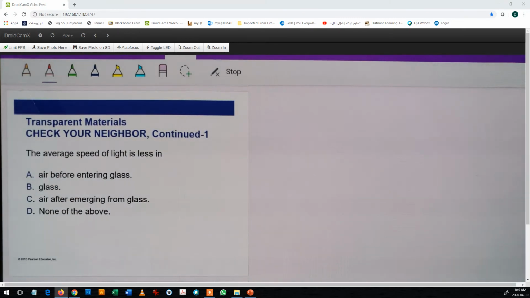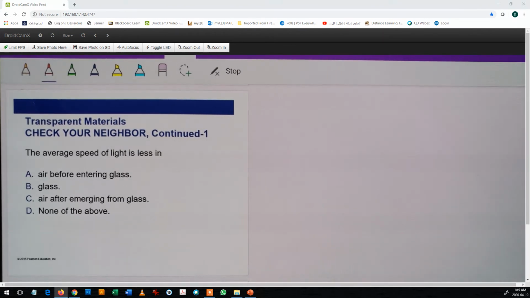The average speed of light is less in: air before entering glass, in glass, air after emerging from glass, none of the above. The speed of light is less in the glass. No, in the glass, in the glass.